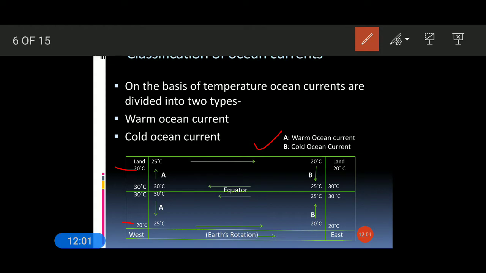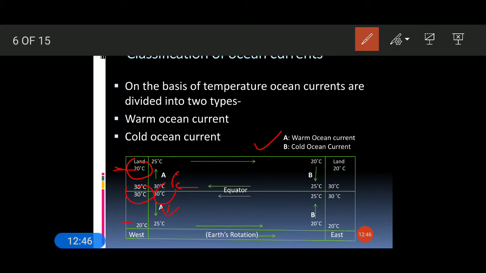Now this wind, when it moves towards the eastern margin of the continent, or towards the west, it is obstructed by the land body and will move toward the northern side and the southern side. Now here you see the temperature of the land is 30 degrees Celsius and the water is also 30 degrees Celsius, because it is at the equator. Now as you move towards 45-degree latitude, the temperature of the land is 20 degrees Celsius. Here the temperature is less compared to the equator.